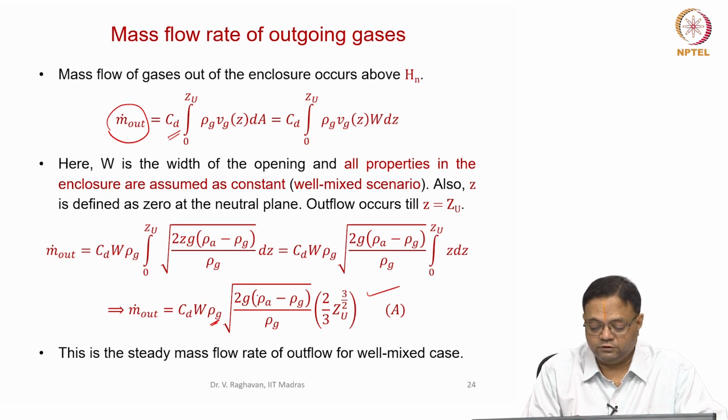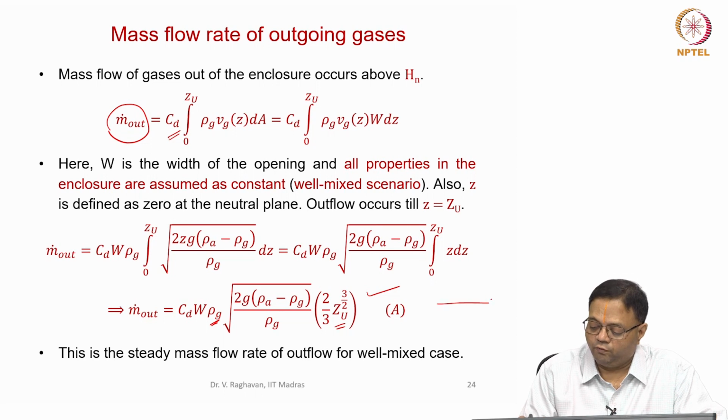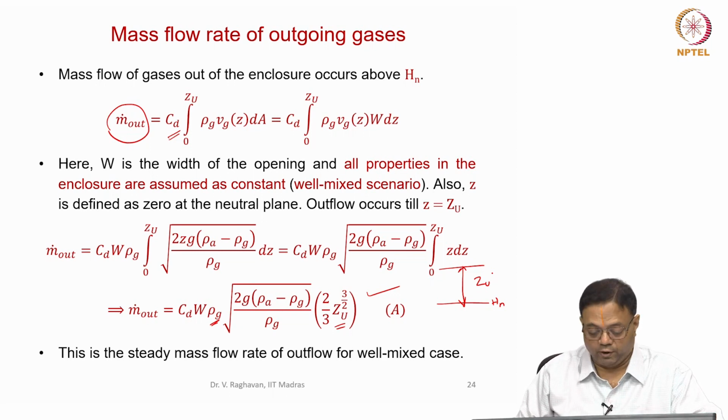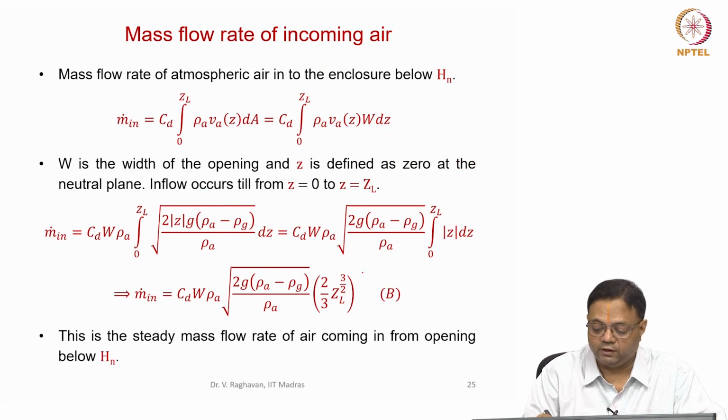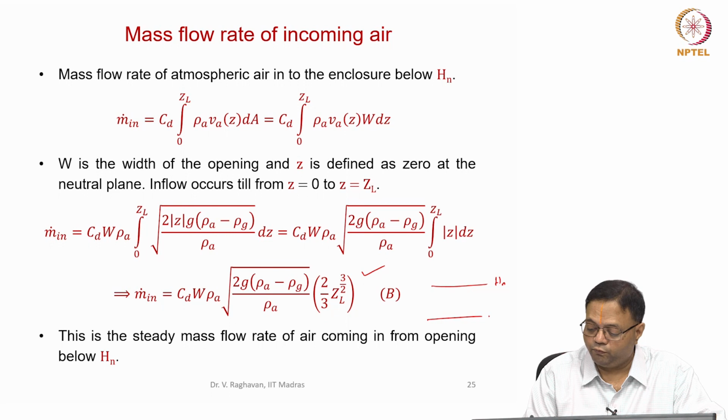So now this is the pressure drop basically, and we can see that if this is a neutral plane, this height above the neutral plane is Zu. So we can see the mass flow rate out of this. Similarly, we have derived an expression for the mass flow rate of the air coming into the compartment, where this is the neutral plane and this is the floor, and this distance is ZL.